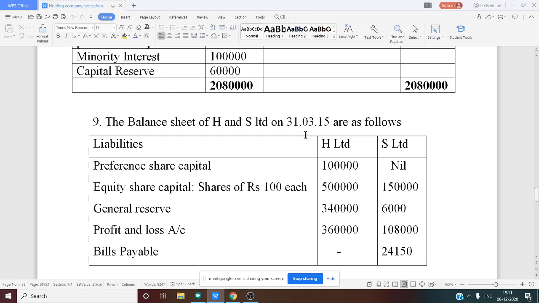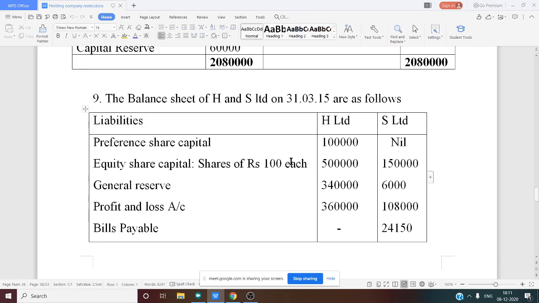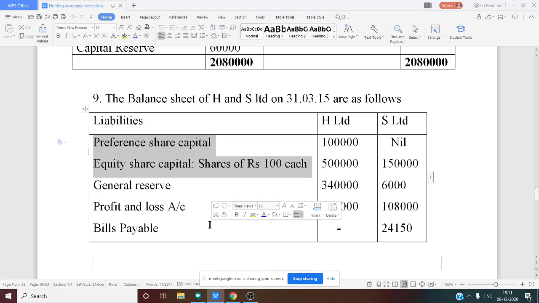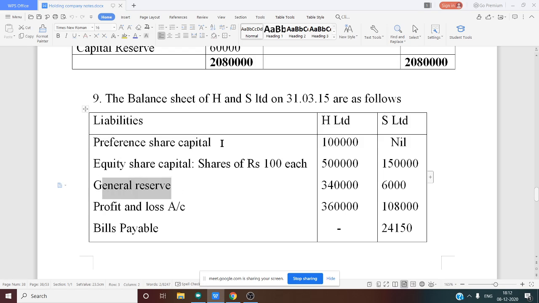are as follows. Now you see here, on the liability side, two types of capital are given. One is preference share capital, then there is equity share capital. For preference share capital, for subsidiary limited it is nil, but for holding company it is 1 lakh. Equity share capital is given for both the companies. Then there is a general reserve. In our syllabus, preference share capital related problems are not there. That is, if there is a preference share capital of the subsidiary limited, then there may be some calculations, so that is not included in our syllabus.